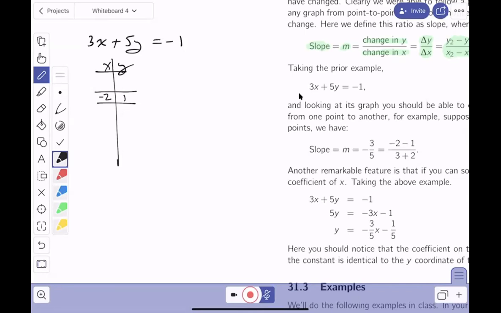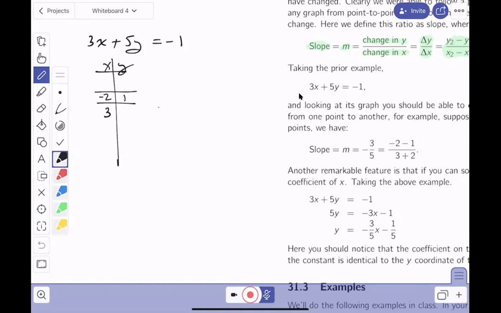If I try 2, 3 times 2 would be 6. If I take it from both sides, that'd be minus 7. That doesn't look good. Let's try 3, that's 9. I think 3 is going to work. Put this over here. Don't be discouraged if it doesn't work.